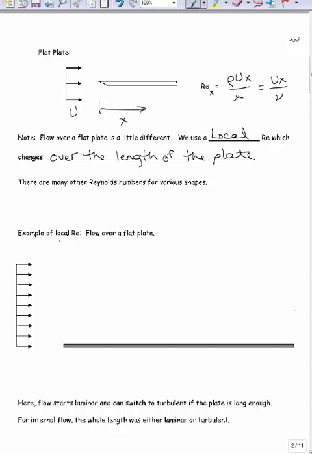So here is Reynolds number, flow over a flat plate. When you get to the very beginning of the plate, and let's make this pointed so we don't have any strange flow due to the front of that plate.